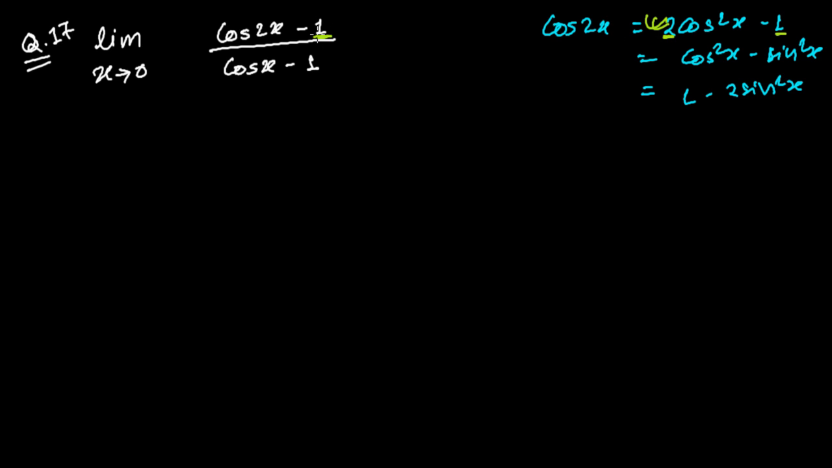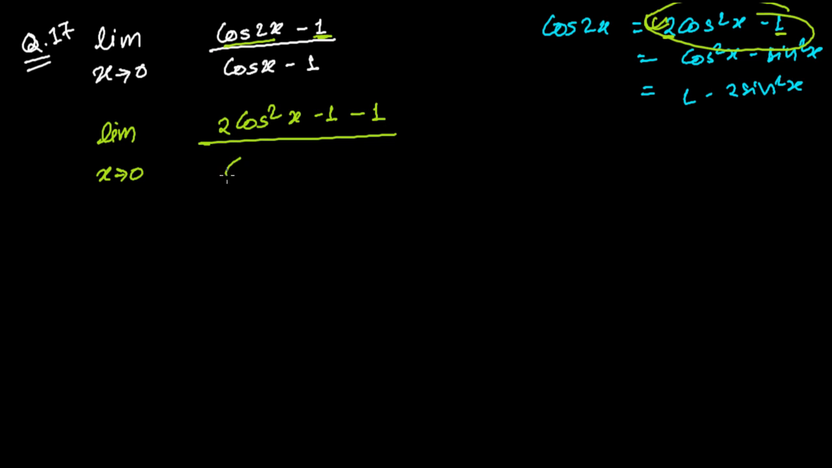So 2 you can take common and it will form a square minus b square form, in which one factor will be a minus b, which is in the denominator. So we can easily cancel that. Just take a look how I'm doing this. Limit x tends to 0, cosine 2x. In the place of this, I'm going to use this formula 2 cos square x minus 1, 2 cosine square x minus 1, again minus 1, divided by cosine of x minus 1.